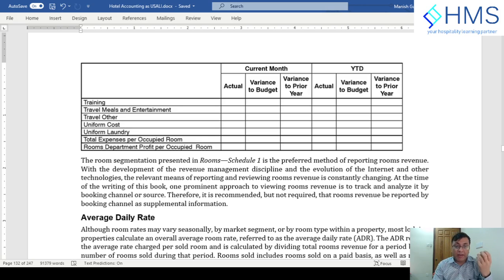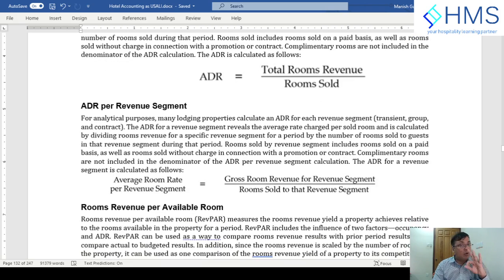Now let's look at a couple of formulas which we have discussed earlier but have not really explained. The average daily rate, how we are going to calculate is by room revenue divided by the rooms sold. Here it is rooms sold, not the total rooms occupied. Only the paid rooms sold, which is the transient, the group, and the contract, and the total room revenue. Now, the total room revenue includes other room revenue as well.